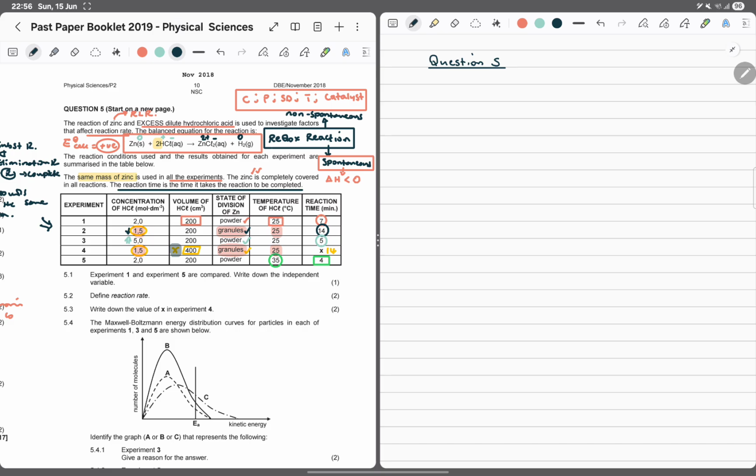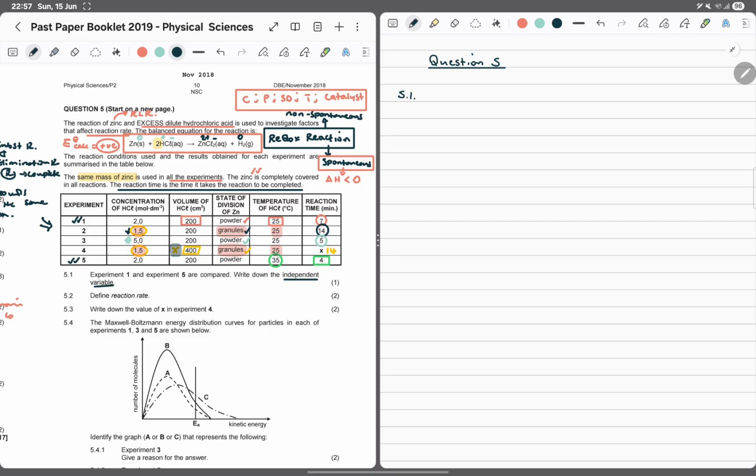Okay, so very important, guys, to work on the table before attempting to answer any questions, because once we understand that table, it becomes a lot easier to start answering. So 5.1 says experiment 1 and experiment 5 are compared. Okay, so we're taking this one and this one. So we saw that the only difference was the higher temperature. So it says write down the independent variable.